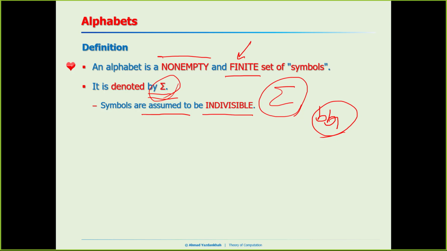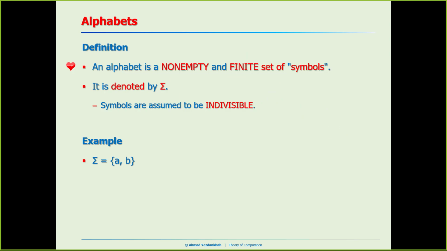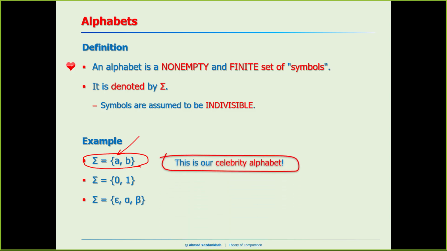Let me take some examples. A, B. These are some alphabets. 0 and 1, another one. Epsilon, alpha, and beta. The other thing that you need to know in this slide is that this one is our celebrity alphabet. What does it mean? It means that we use this alphabet a lot in this course. So I usually use this cool guy for our celebrity things. So the alphabet is done here.